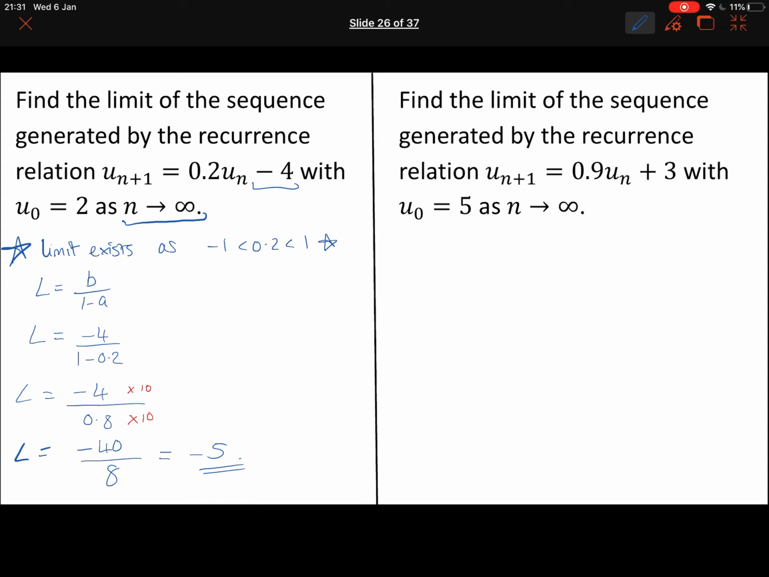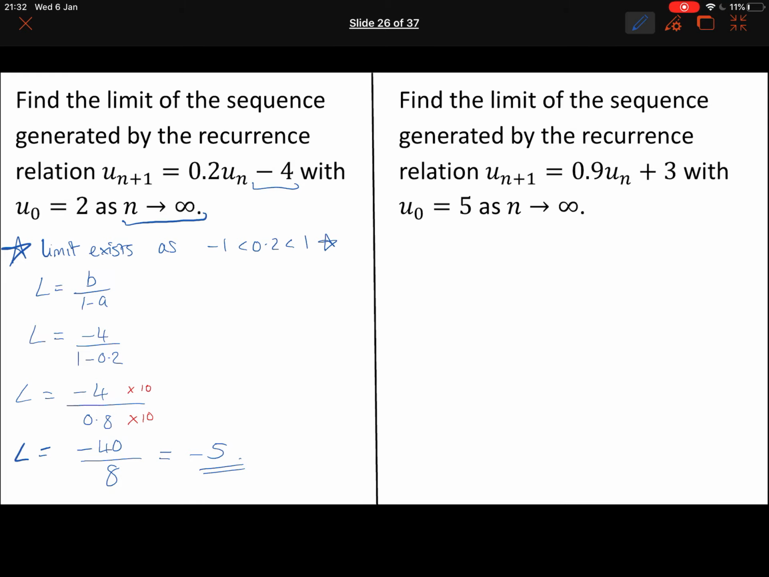If you punch this recurrence relation into your calculator, u(n+1) = 0.2u(n) - 4, with u0 as 2, and keep generating successive terms, you will find that they eventually go to negative 5. Now if it's asking you to find the limit of a recurrence relation, you must use the limit formula. It is not acceptable to continue to generate successive terms, so you've got to use this formula here. What I'm going to ask you to do is pause the video and attempt the question on the right hand side.